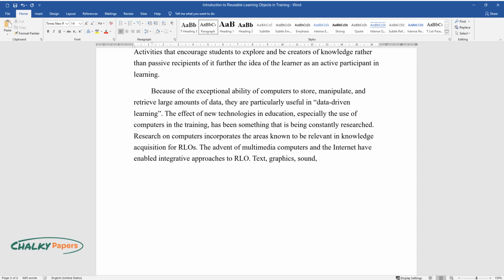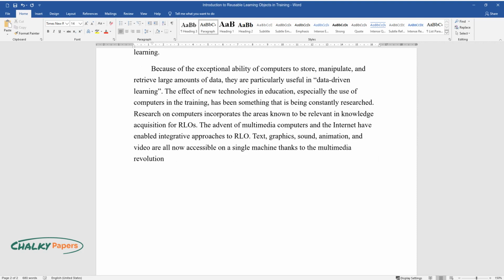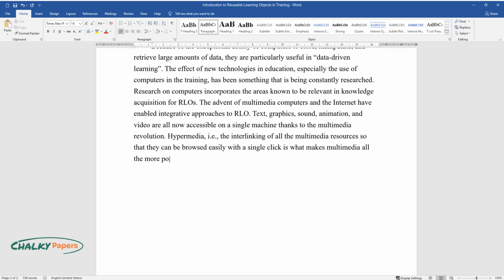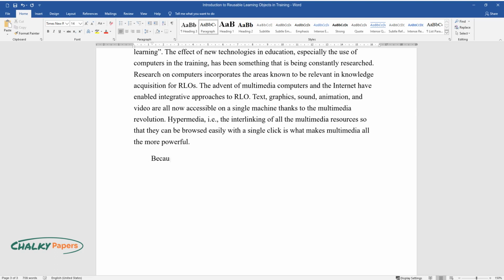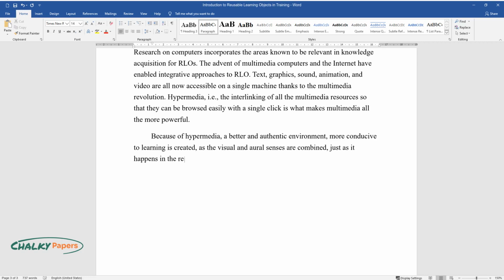Text, graphics, sound, animation, and video are all now accessible on a single machine thanks to the multimedia revolution. Hypermedia, i.e., the interlinking of all the multimedia resources so that they can be browsed easily with a single click, is what makes multimedia all the more powerful. Because of hypermedia, a better and authentic environment, more conducive to learning, is created, as the visual and oral senses are combined, just as it happens in the real world.